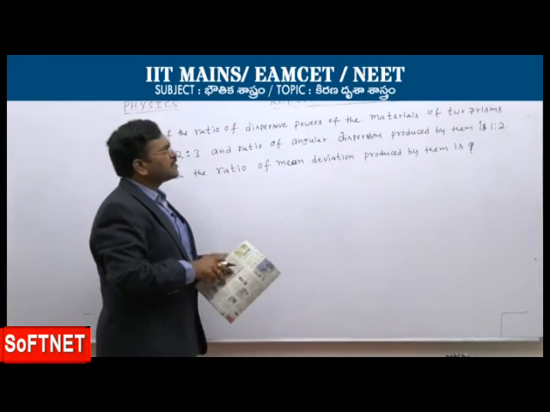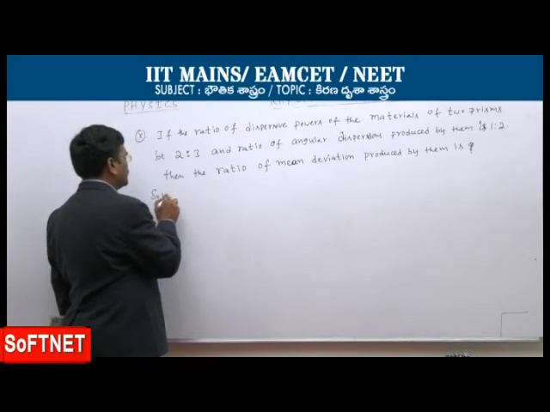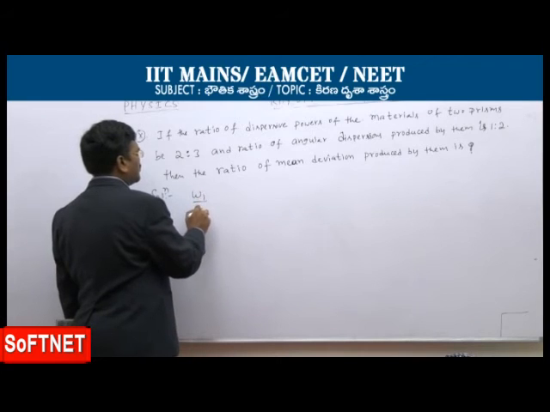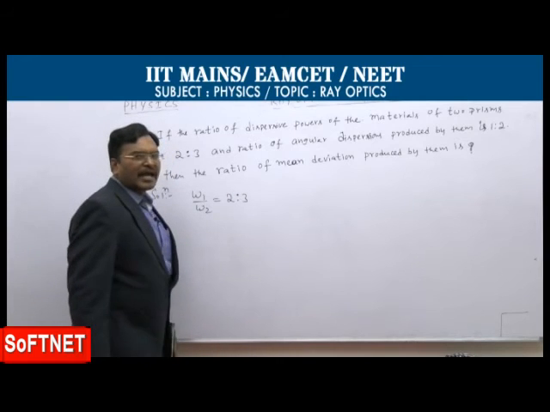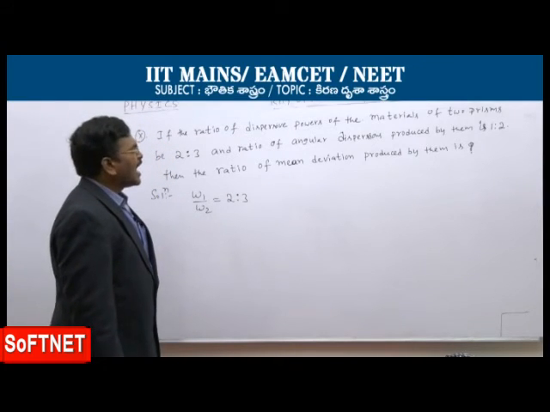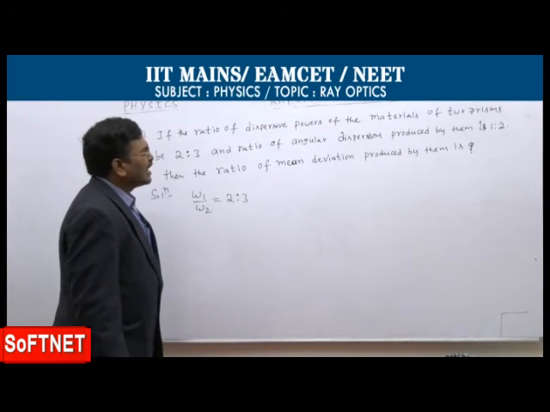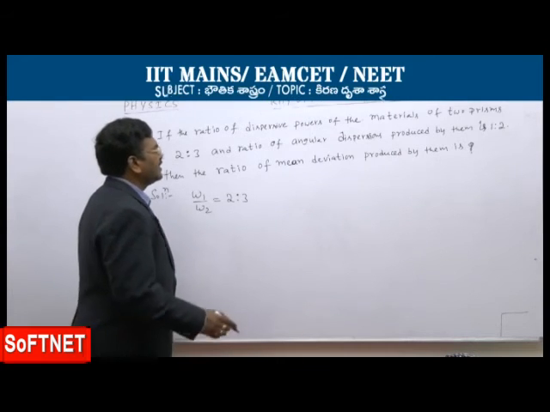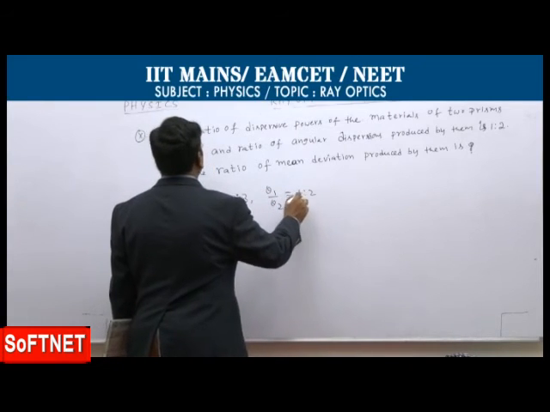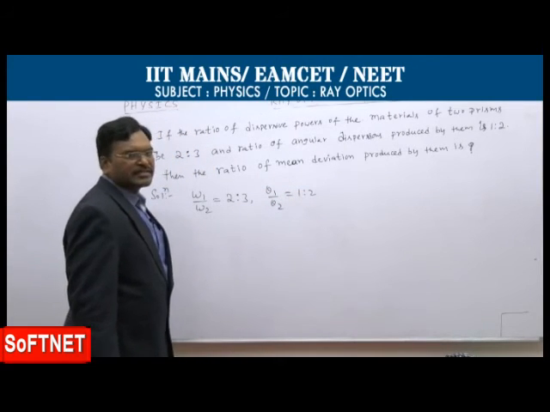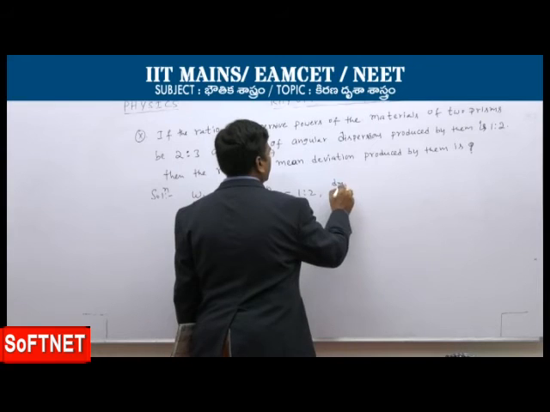If the ratio of dispersive powers of the materials of two prisms, omega 1 by omega 2, is 2:3, and the ratio of angular dispersions produced by them, theta 1 by theta 2, is 1:2, we want to calculate the ratio of mean deviations, dm1 by dm2. Angular dispersion means the angle of deviation; here we take theta 1 and theta 2.